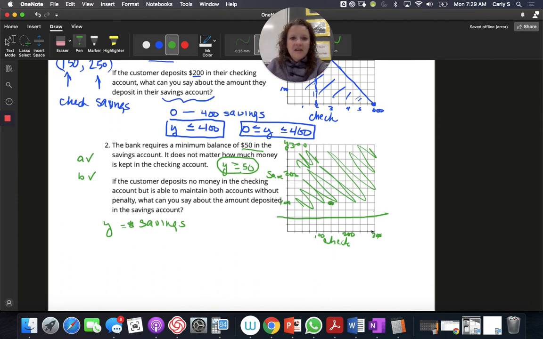Our C question is, I think that's 150, comma 100. I have 150 in checking and 100 in savings. Which I go back to the question, that ordered pair does fulfill my constraints.